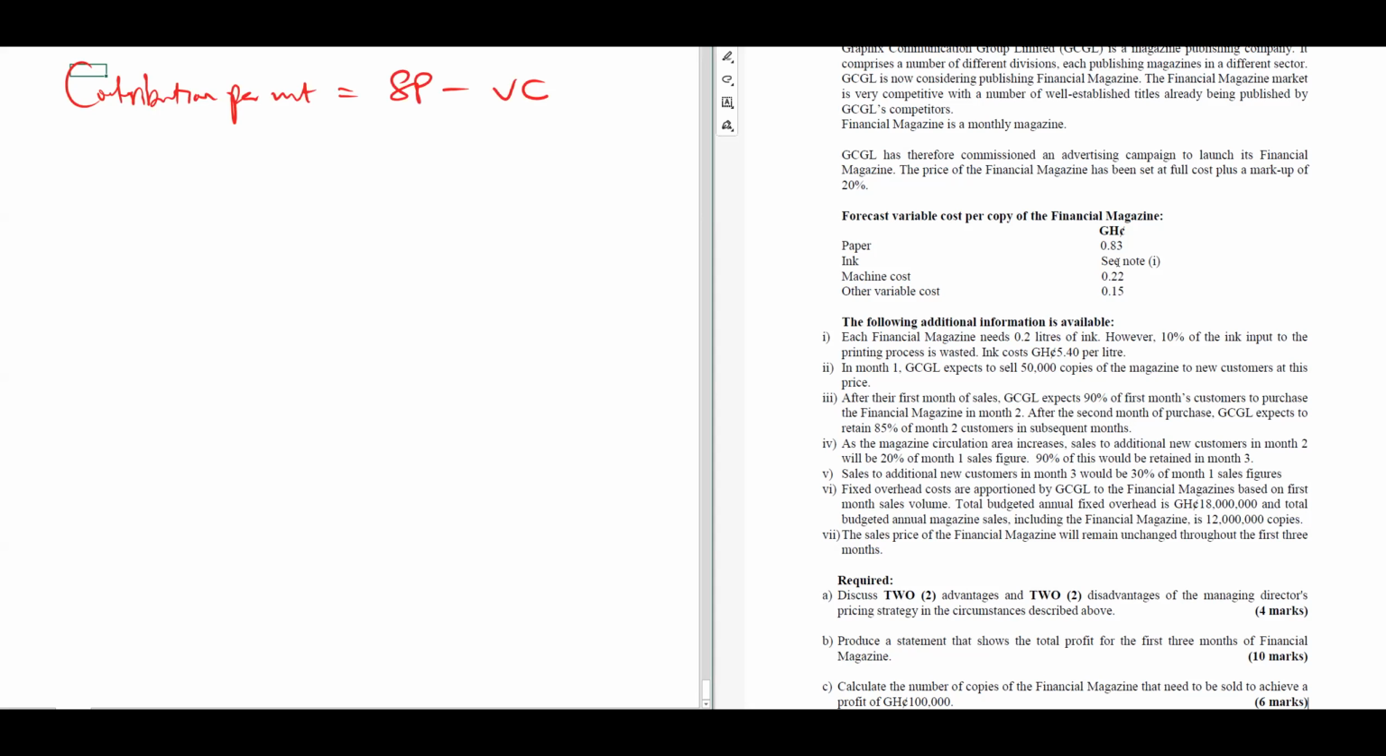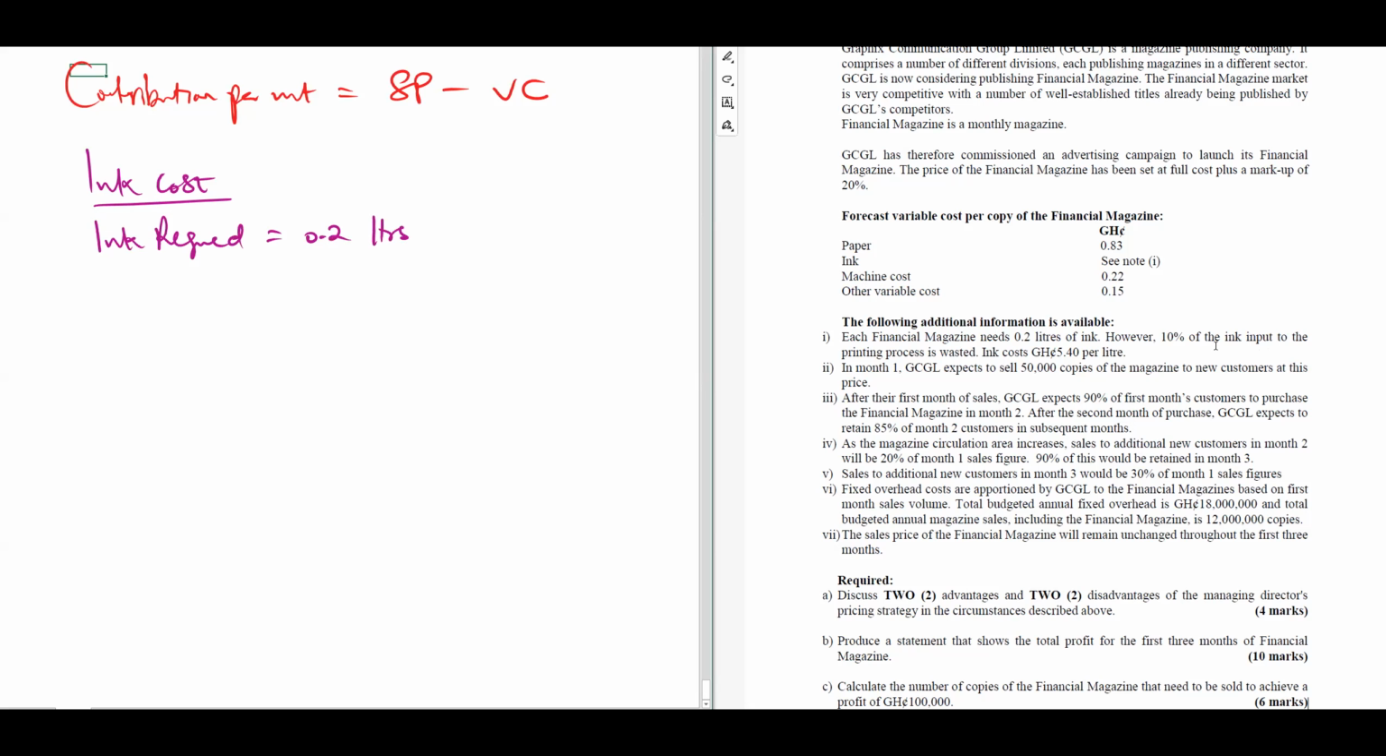Here lies the case. The variable costs, we have paper, ink, machine cost, and other variable costs, right? It seems this machine cost here is a variable cost, a direct cost. But here lies the case. The ink, we are not given the ink cost, right? So let's try and see if we can get the ink cost. They are telling us that each financial magazine needs 0.2 liters of ink. Ink required, we need 0.2 liters of ink for production.